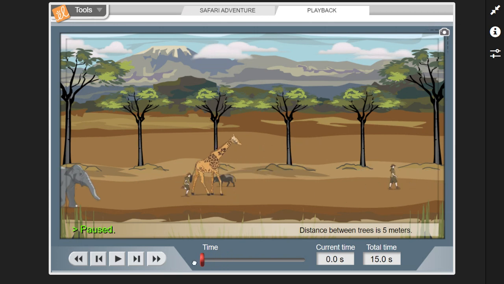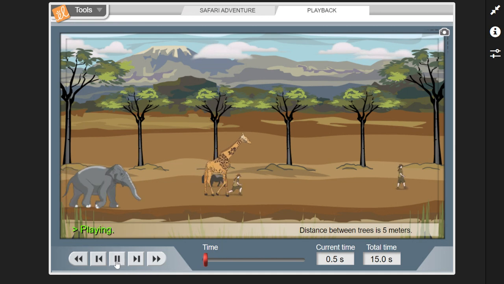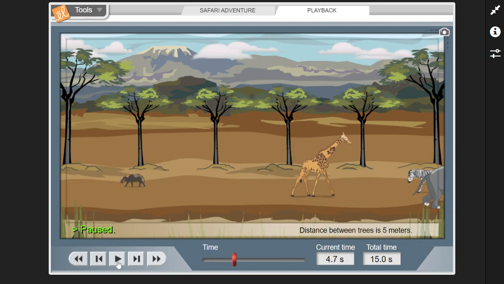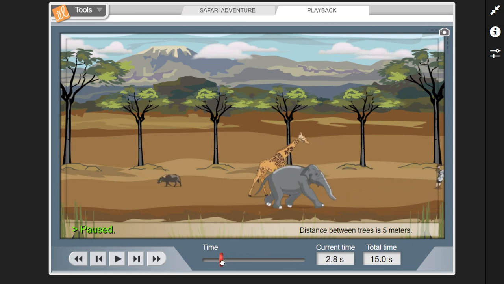So now let's look at another one. Let's play a little bit. Let's see if one of our other animals comes up. Oh, there's a zebra. So let's get this zebra. Let's back it up, back up, back up. There it is. Okay, so the zebra's head is on this tree. We're going to watch it go 5 meters.